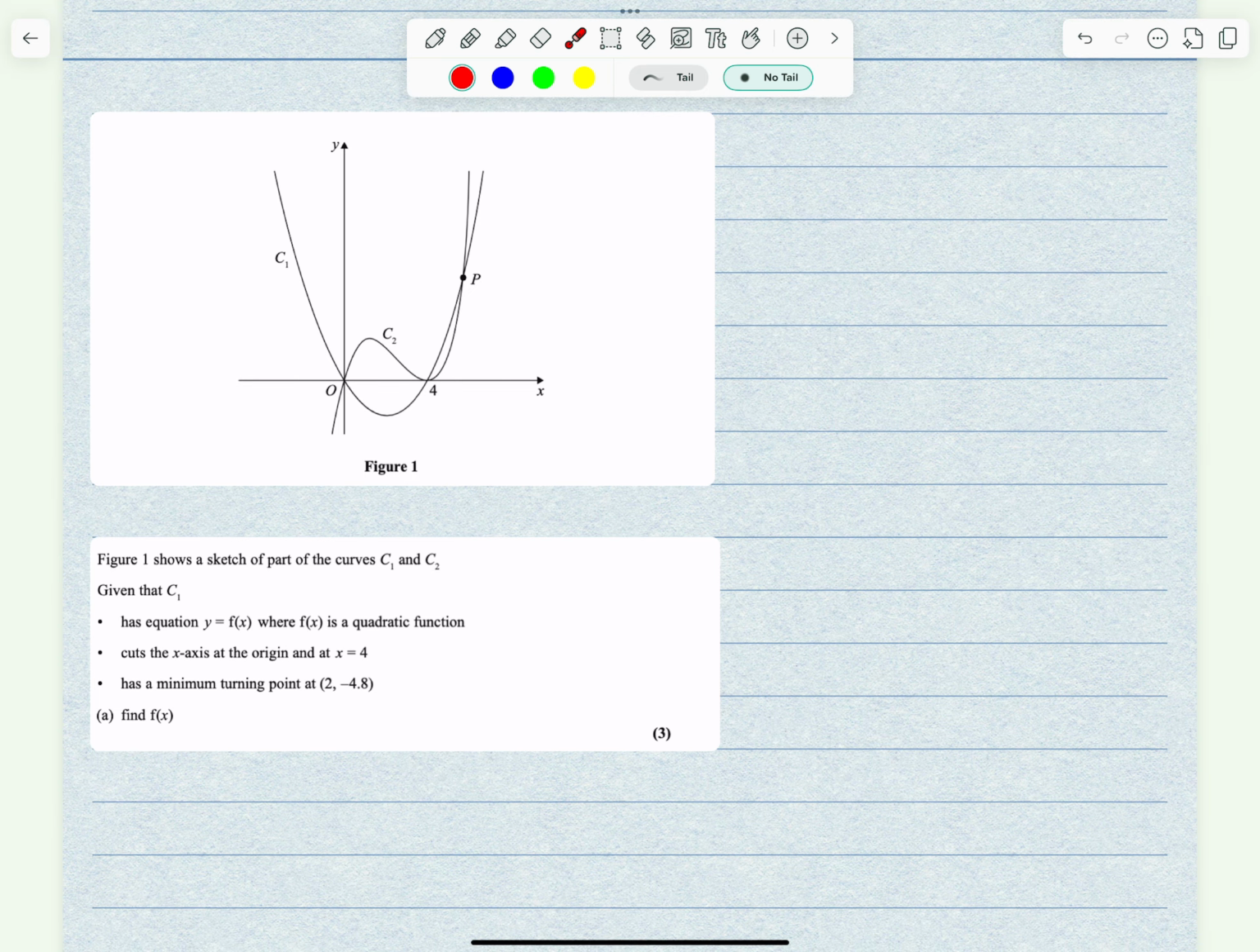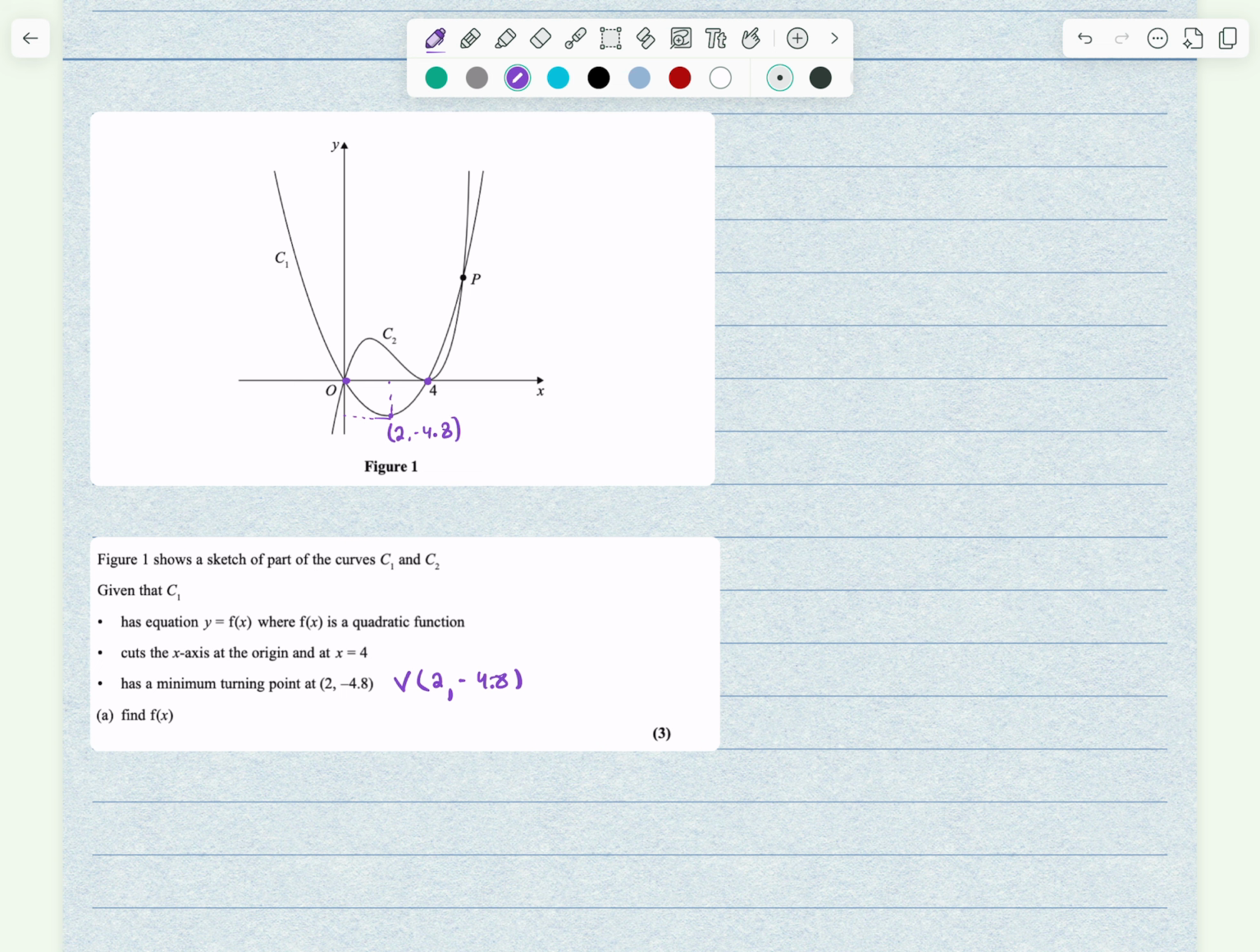Part A is related to the quadratic function, and they say the figure shows us two curves. Curve C1 has these properties and has an equation which is a quadratic. It cuts the x-axis at the origin and at 4, so that's an intersection with the x-axis over here. It has a minimum turning point, basically the vertex, at 2 and negative 4.8. You don't necessarily write this, I'm just writing it as a vertex where the derivative is 0, or we can say it's a turning point. They're talking about this point, so it's better to write it there. So 2 and negative 4.8.